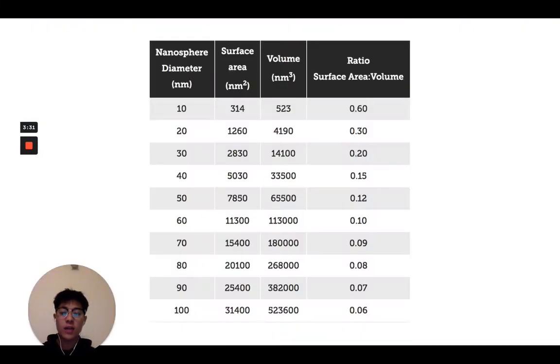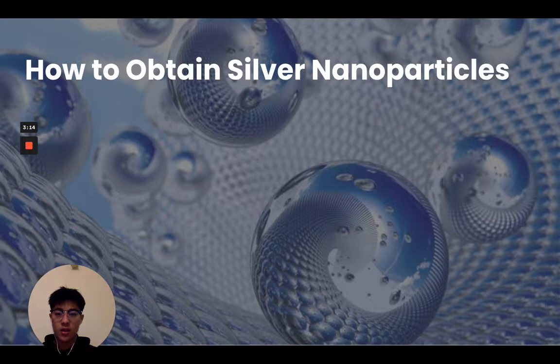And this is all down to an extremely high surface area to volume ratio. Thus, physical properties such as a substance's density and solubility will be dominated by its chemical properties such as its acidity and toxicity. So how do we obtain silver nanoparticles in the first place?